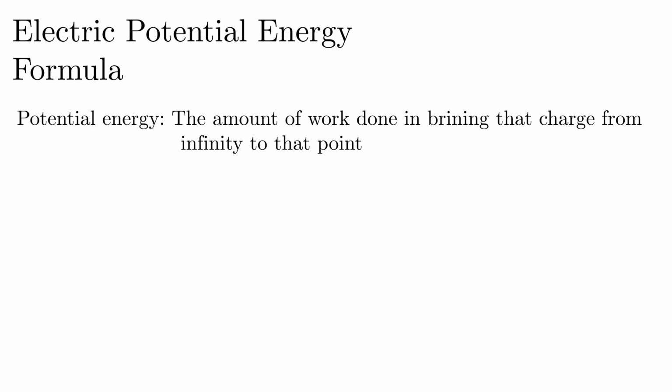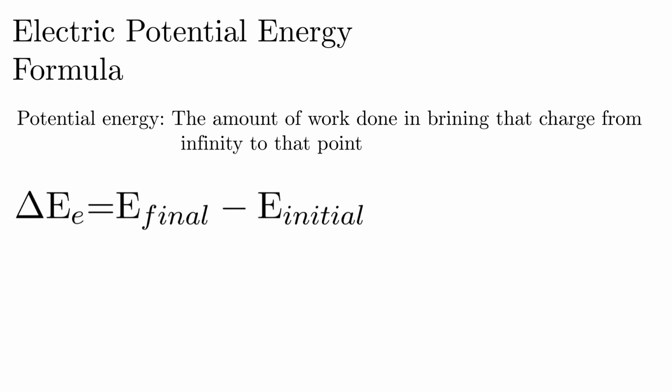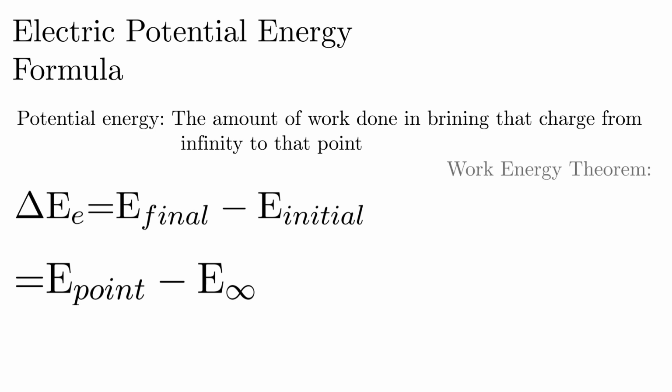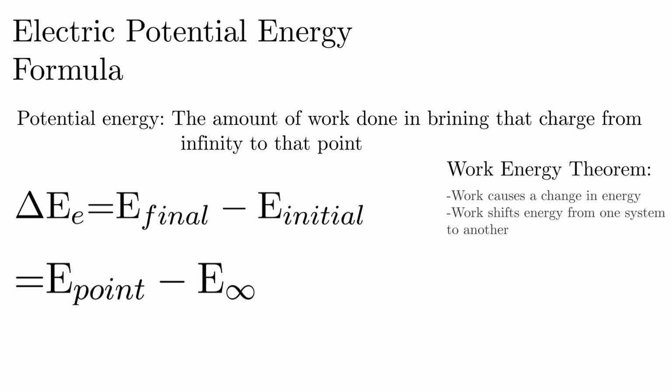So, the change in electric potential energy would be delta E is equal to E final minus E initial. And according to the definition, it would be E point minus E infinity. In addition, by using the work energy theorem, which states that work causes a change in energy and work shifts energy from one system to another, we can set it equal to negative work.